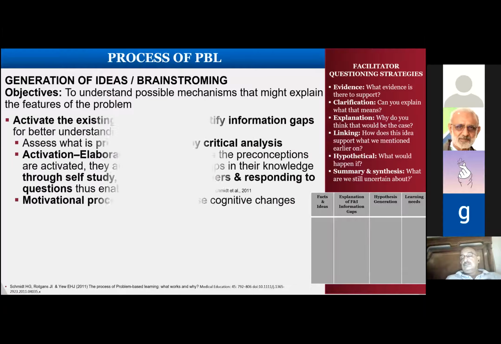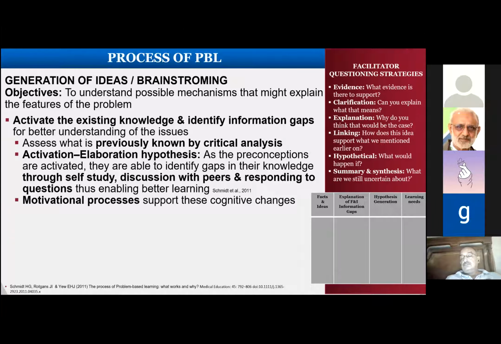Generation of ideas, brainstorming. The objective is to understand the possible mechanism that might explain the features of the problem. Activate the existing knowledge and identify information gaps for better understanding of the issues. Assess what is previously known by critical analysis. Activation, elaboration, and hypothesis testing are important here. As the preconceptions are activated, the students are able to identify the gaps in their knowledge through self-study, discussion with peers, and responding to questions, thus enabling them to be better learners.